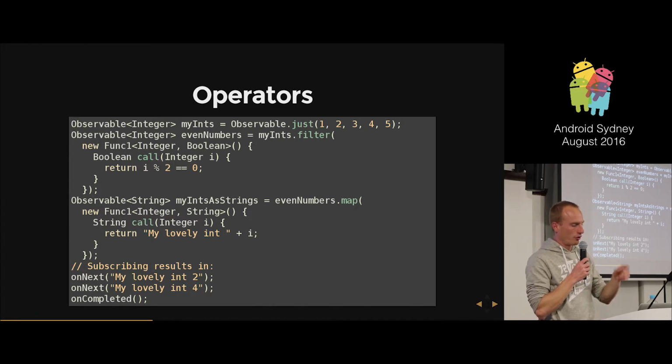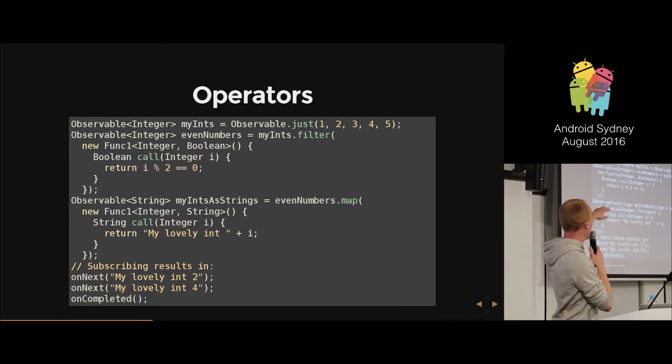You don't have to create these intermediate observables that I created, like the myInts and the even numbers and the myInts as strings. You can just chain them all together if you want. I just added it so that it's clear how the types change through the chain.